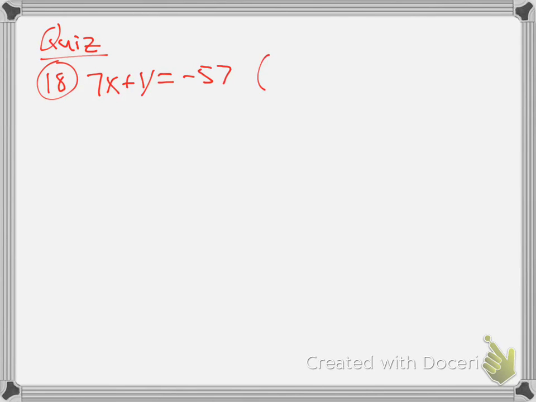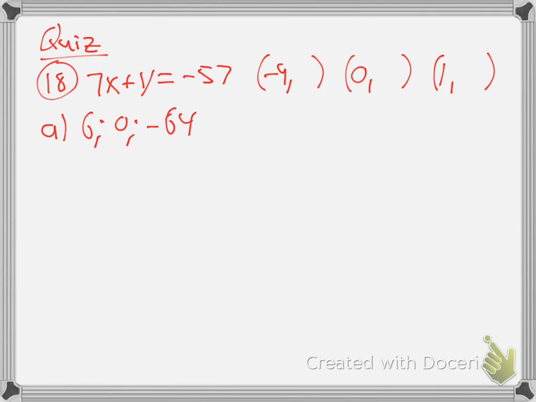All right, let's take a look. So here's the quiz question. How do you do number 18? 7x plus y equals negative 57. And they're giving me negative 9, comma blank, and 0, comma blank, and 1, comma blank. And then they have a, which is 6, 0, and negative 6.